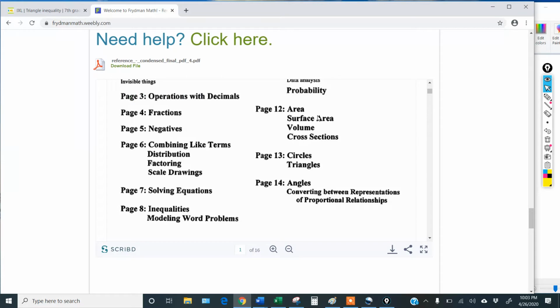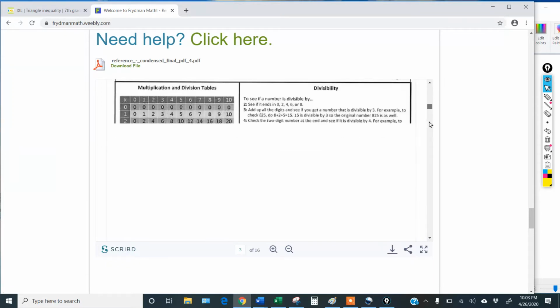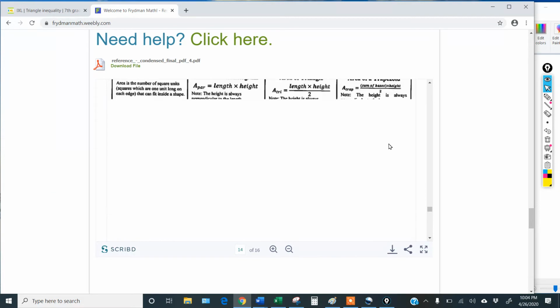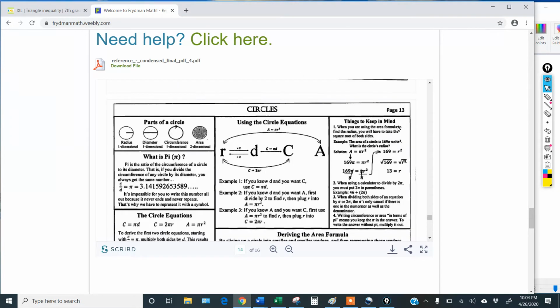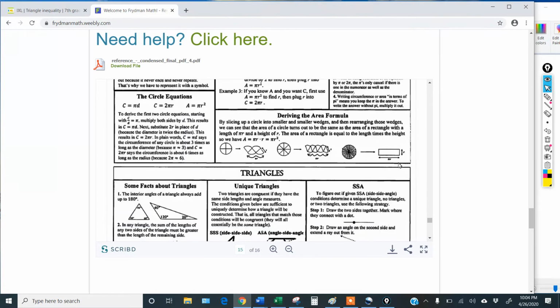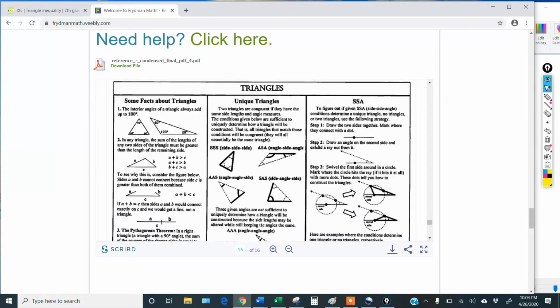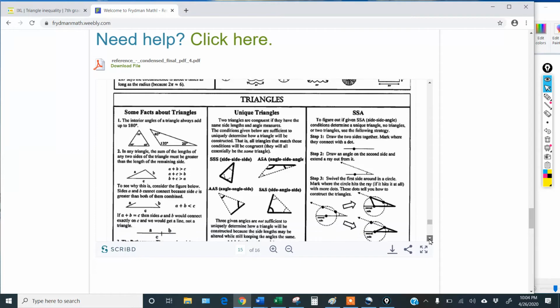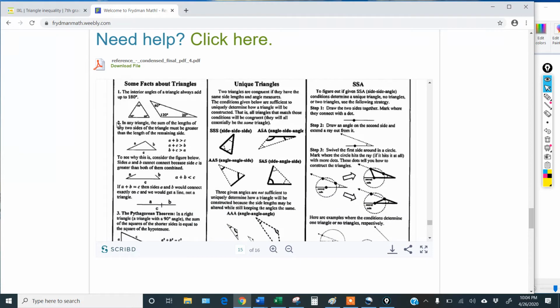So what we need right now is triangles, which is on page 13. So let's go down to page 13. Let's see, where am I? Here we are, page 13. And what do I want on page 13? I want triangles. Under this section called Some Facts About Triangles, we're going to be interested in what's written over here by the number 2. This is what's called the triangle inequality, and I explain all of this in the video as well.